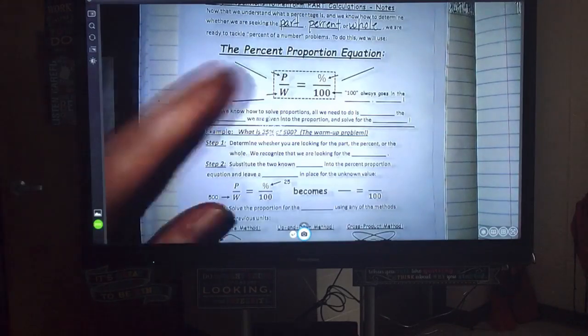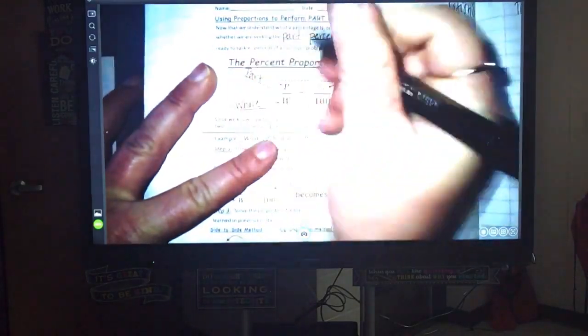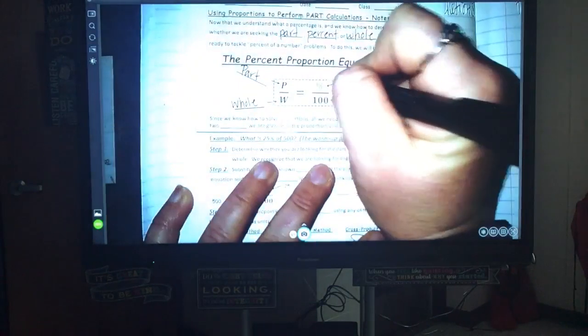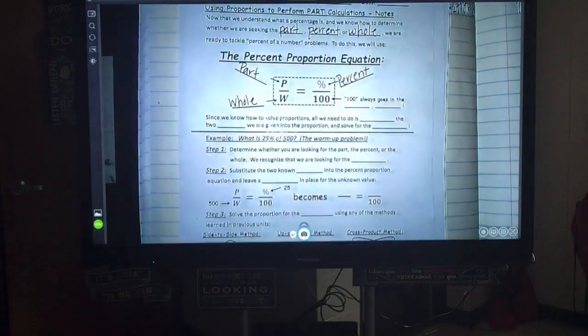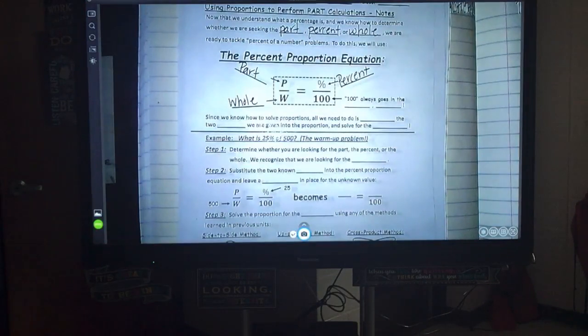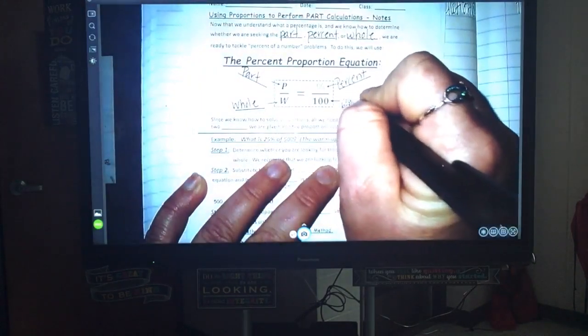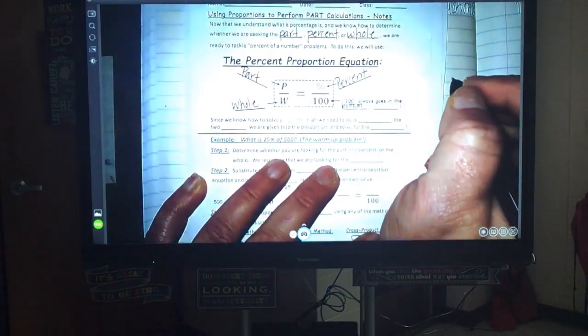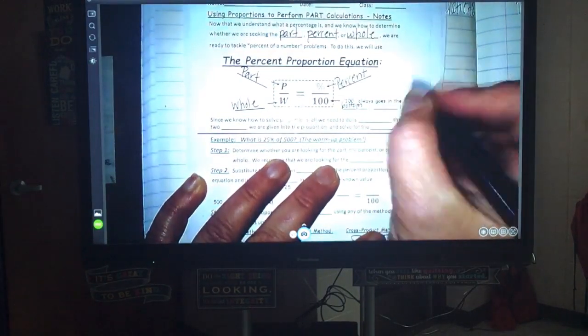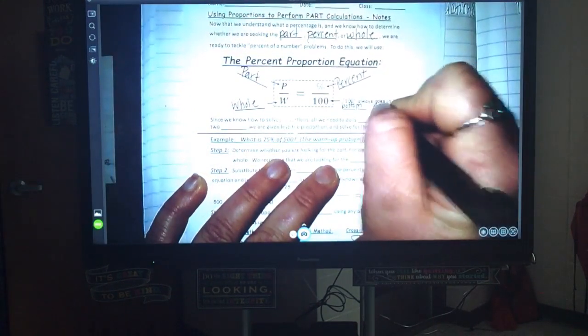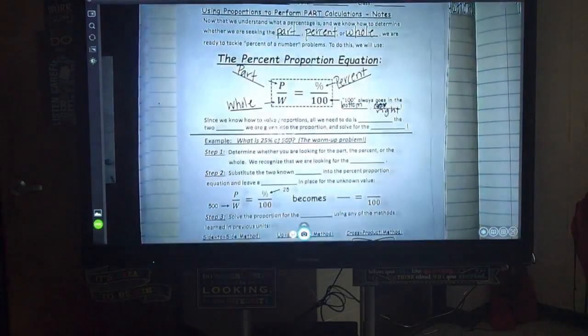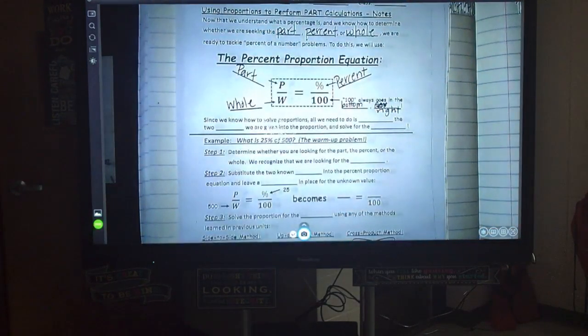Alright, so the P will stand for part. The W stands for whole. The percent symbol obviously stands for your percent. And then the 100 is always in the bottom right corner. Why do you think 100 always goes in the bottom right corner? The percent is always out of 100, so it will always go over 100.